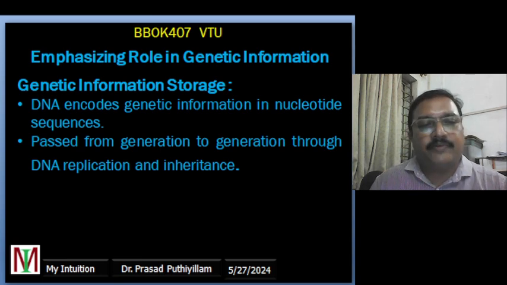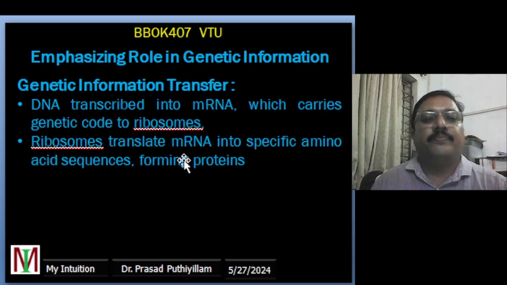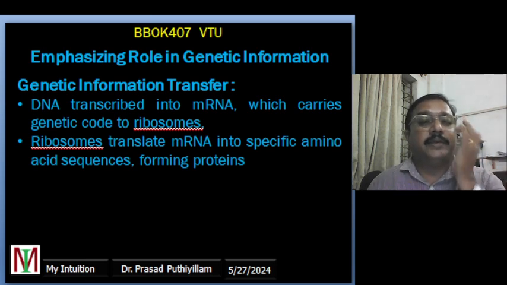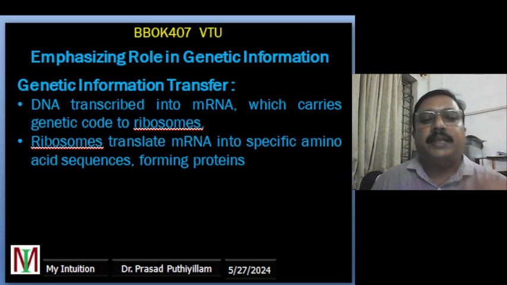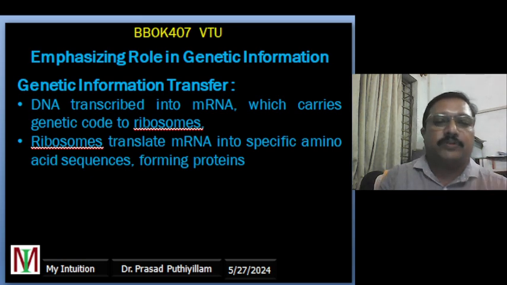The genetic information transfer that happens during gene expression: DNA is transcribed into mRNA, which carries the genetic code to ribosomes. This is when, during the information passage, the proteins are created, or during the replication of DNA.